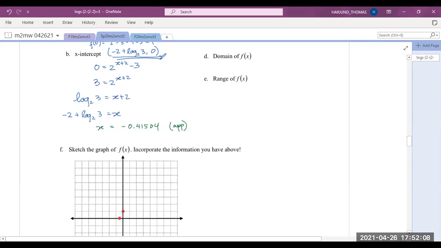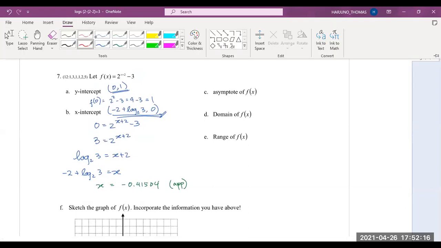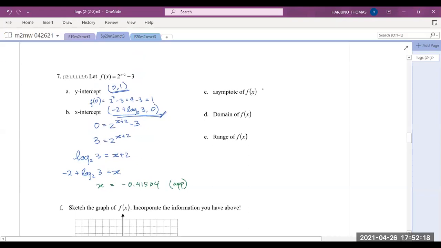But 2 coordinates is definitely not enough for us to graph that exponential function. So we need to do more. How about the asymptote? The asymptote is y equals 3. I'm sorry, y equals negative 3. The domain, that's an exponential function, so the domain is all real numbers. And the range of this function is from negative 3 to infinity.